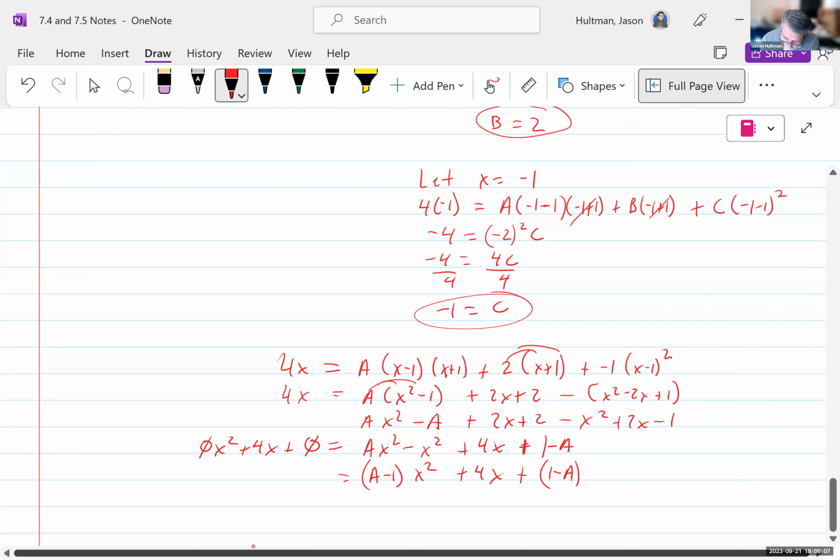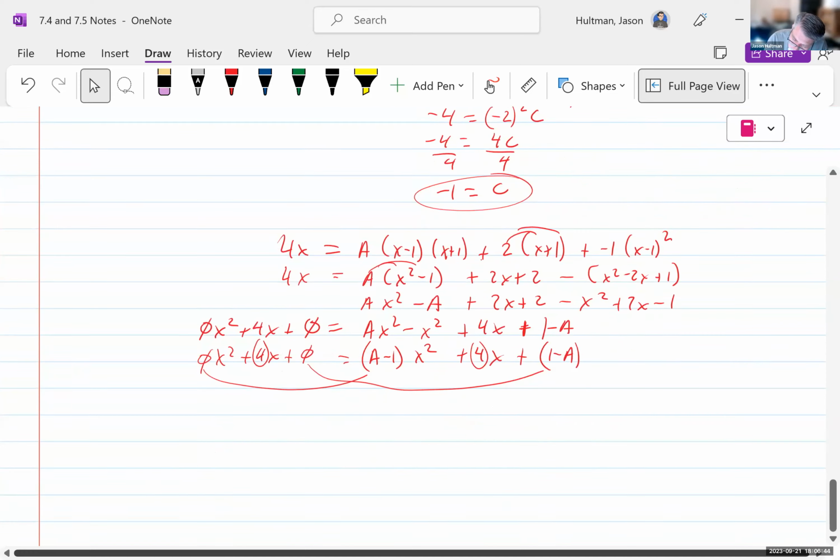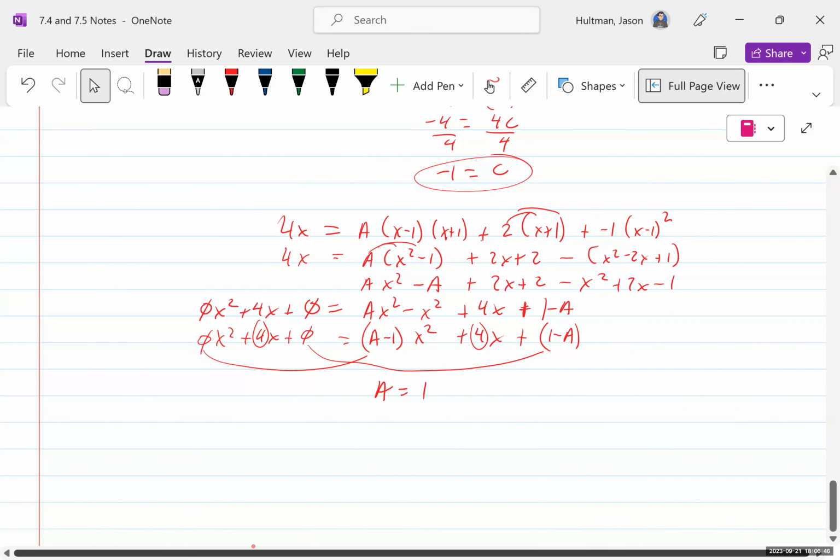Okay. And so what does this tell me? It tells me that a minus 1 had to be 0 because that's the coefficient of that term. What else does it tell me? It tells me that 4 had to be the coefficient of x. We already knew that. 4 and 4. And it tells me that 1 minus a has to be the constant term. So what number minus 1 and 1 minus what number is 0? One. Yeah, 1. So a had to be 1.